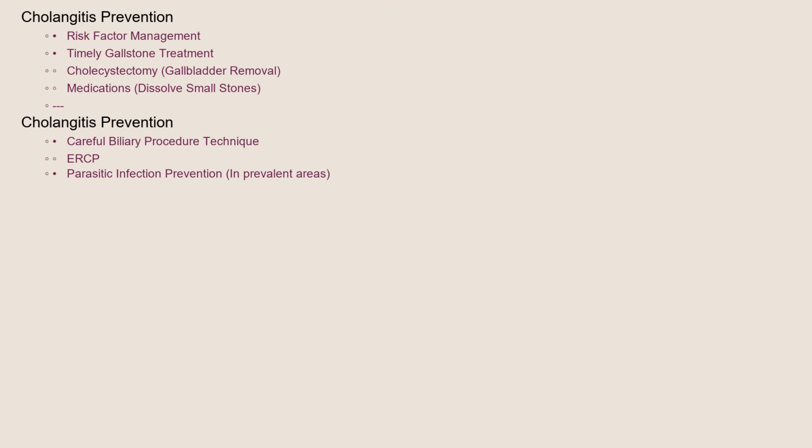Prevention of cholangitis largely focuses on managing risk factors. This includes the timely treatment of gallstones, either through gallbladder removal, known as cholecystectomy, or non-surgical approaches like medications to dissolve smaller stones in select cases. Careful technique during biliary procedures like ERCP can help prevent iatrogenic cholangitis. In areas where parasitic infections are prevalent, preventative measures against those infections are also important.